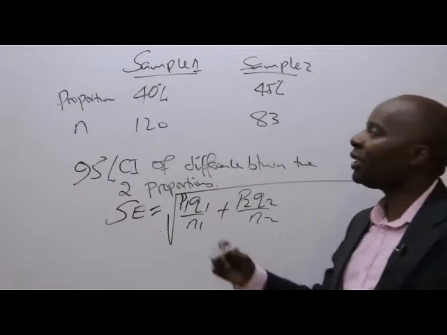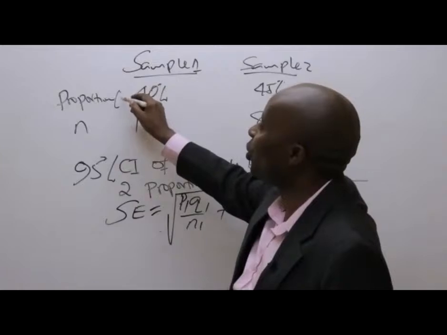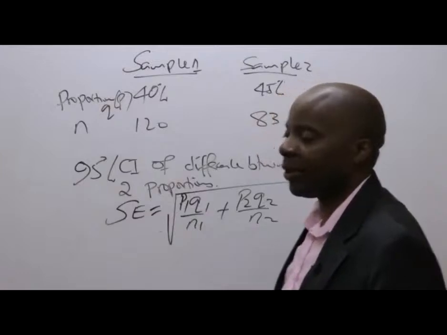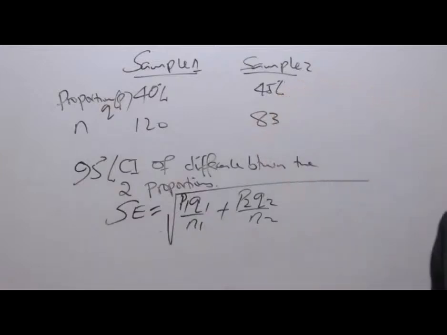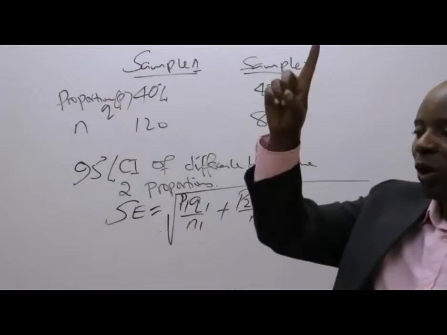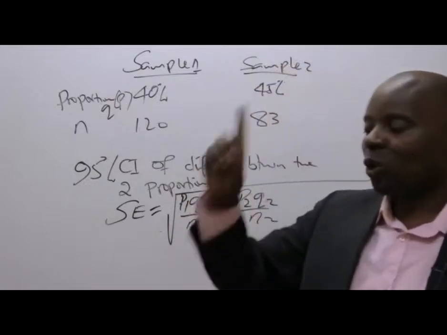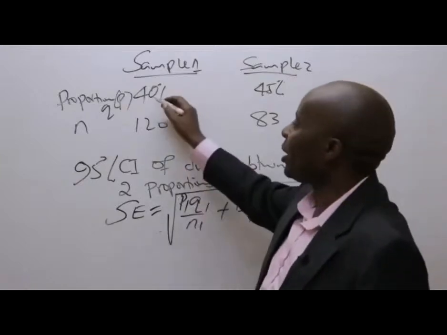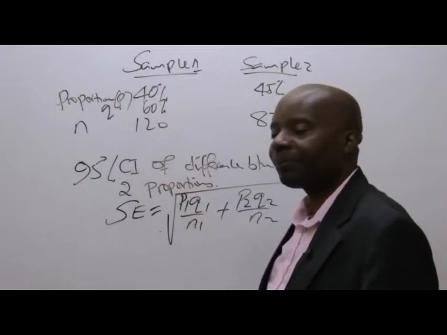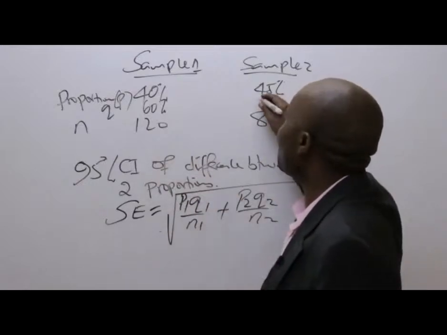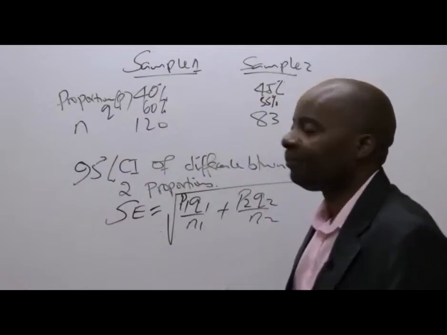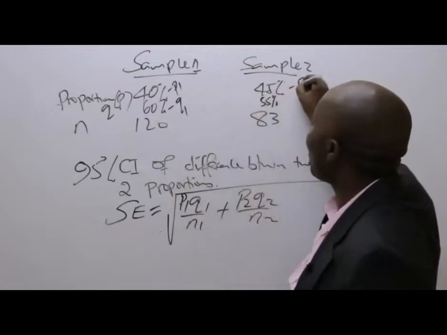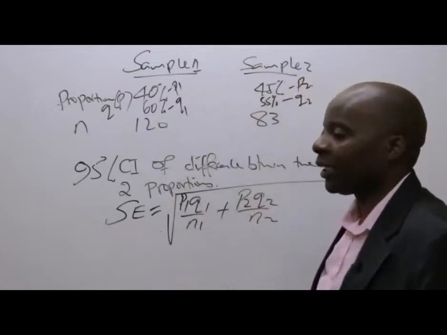So when you have these proportions, these are your P. You need to introduce the Q's somewhere there, bearing in mind that P plus Q must always add up to 1, meaning 100%. So Q here will be 60%. Ladies and gentlemen, Q for this will be 55%. This is what I will call P1, this is Q1, this is P2, and this is Q2.